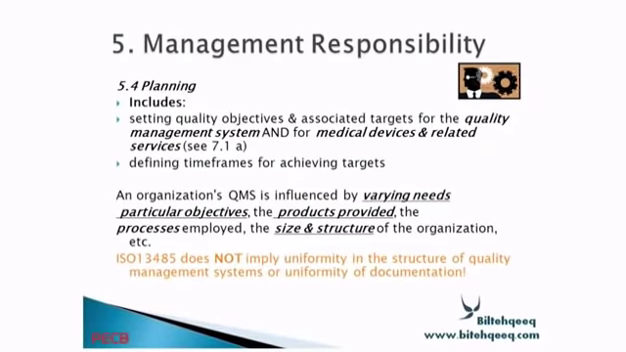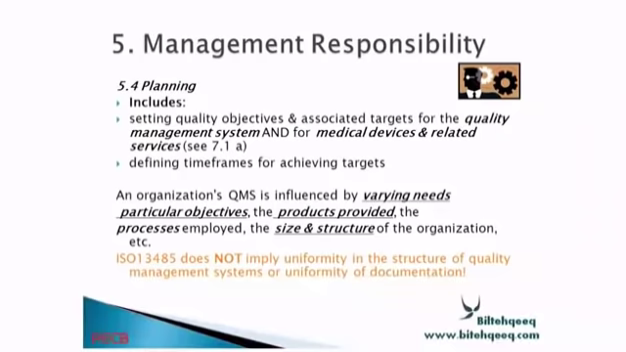An organization's quality management system is influenced by varying needs, particular objectives, the products provided, the processes employed, and the size and structure of the organization. So the quality management systems of different organizations will be different, because they are influenced by the needs, by the objectives, by the products, by the processes, and the size and structure.